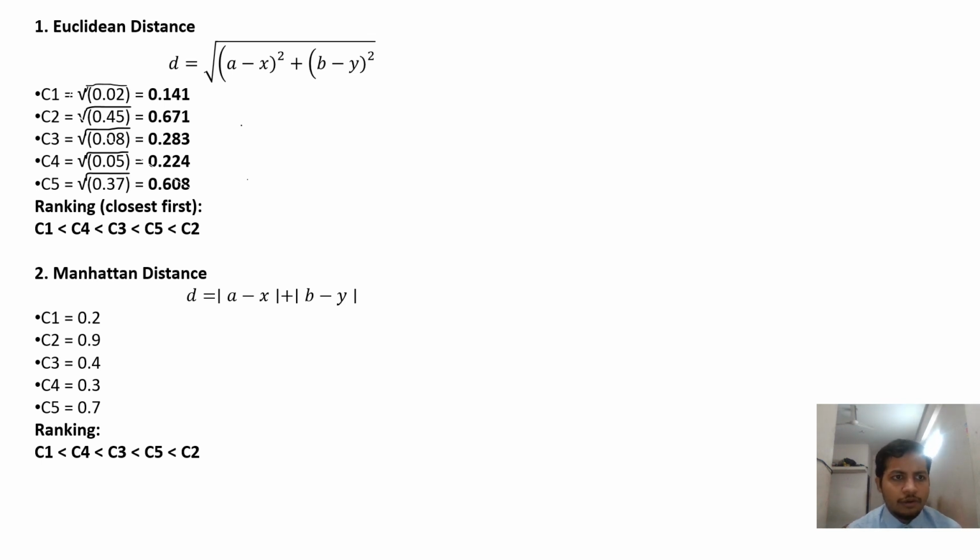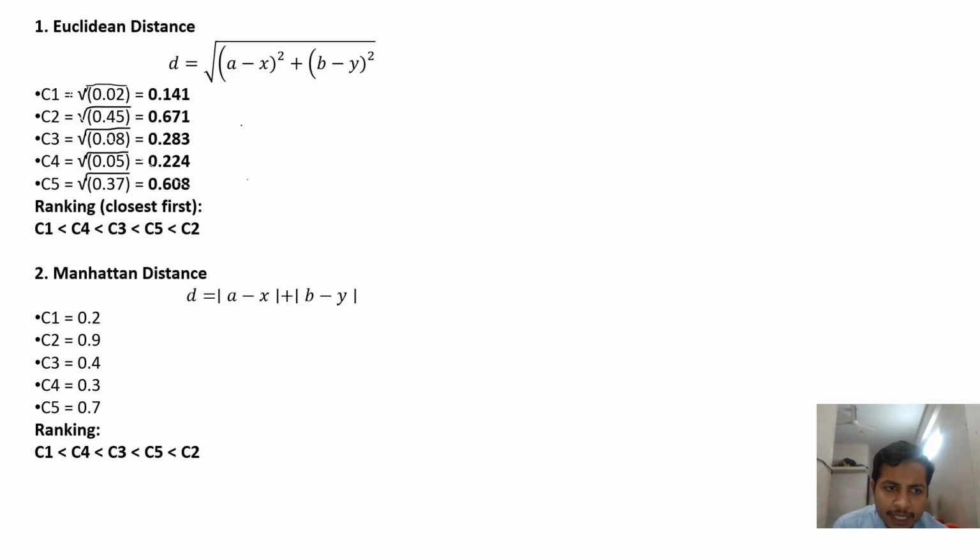Now, calculating the Euclidean distance, we know the Euclidean formula is d equals the square root of (a minus x) squared plus (b minus y) squared. Putting all the values of C1, C2, C3, C4, C5 into the formula, we get C1 0.141, C2 0.671, C3 0.283, C4 0.224, C5 0.608. So the ranking, closest first, is C1 < C4 < C3 < C5 < C2.